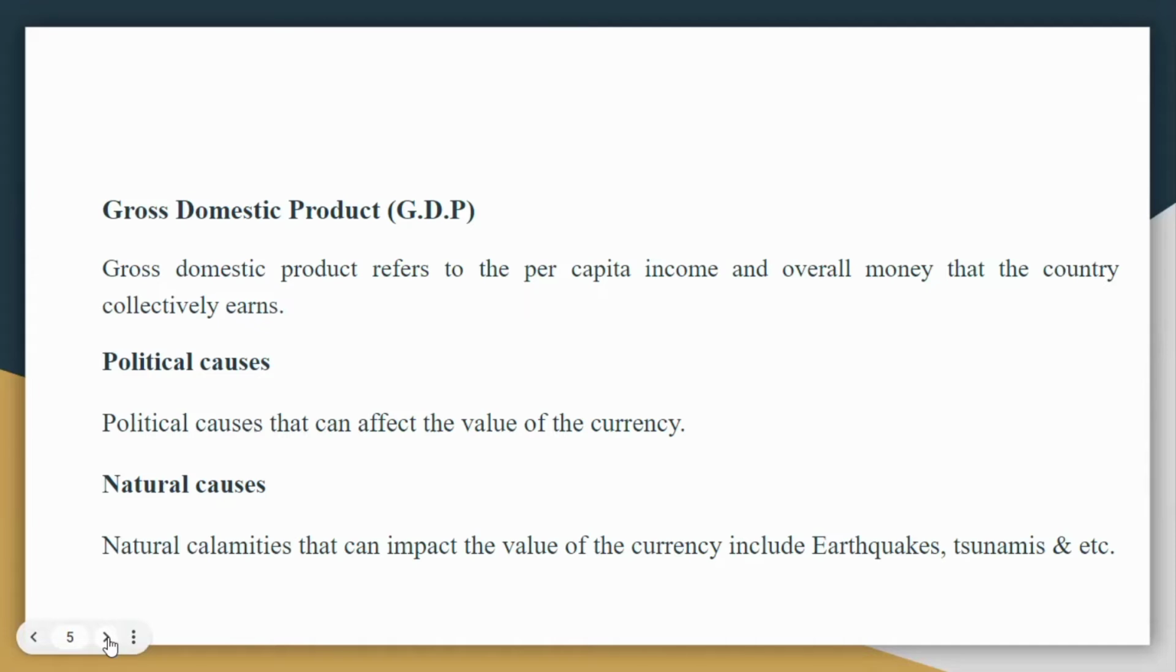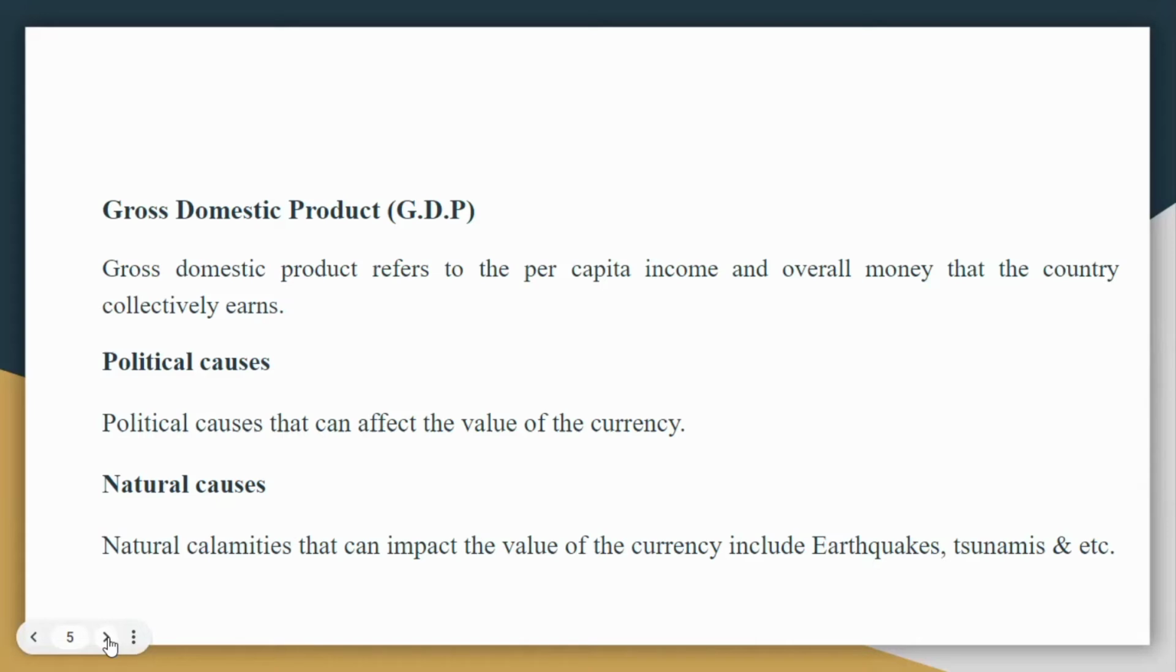Political causes. Political causes can affect the value of the currency. For example, if there is an election or a protest, then it will have an impact on the value of the currency. You have to watch the news regularly to keep up with any such changes and prepare for them. If you think a political event abroad is going to cause the value of the currency to drop, then you have to deposit it as early as possible.